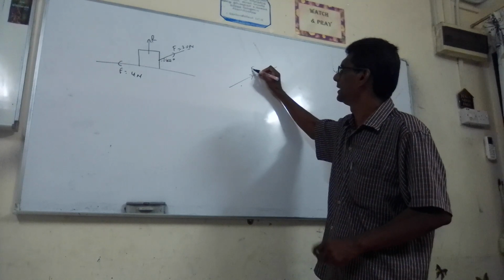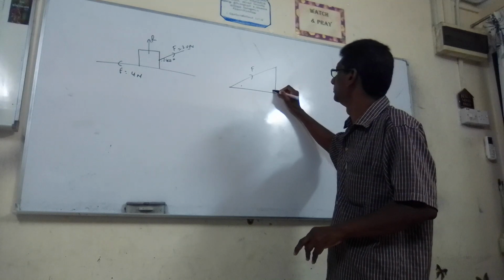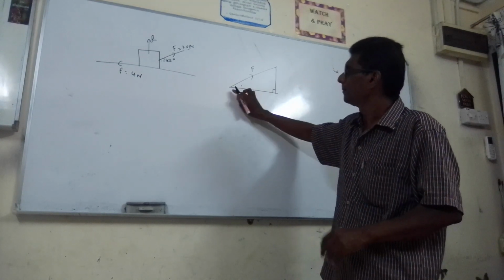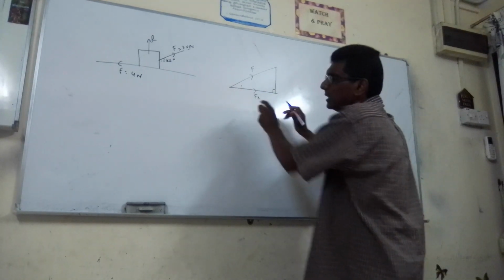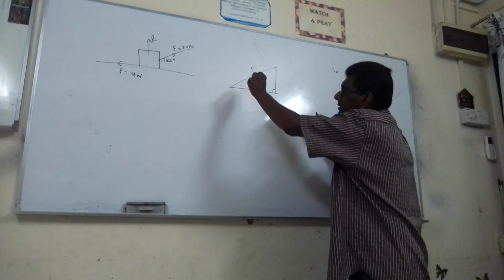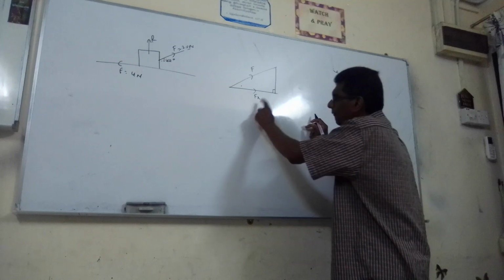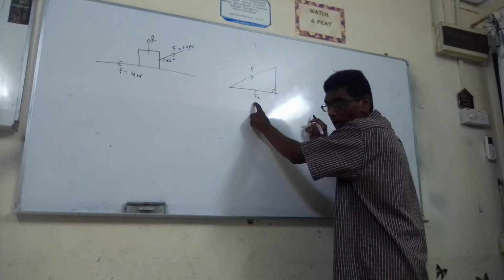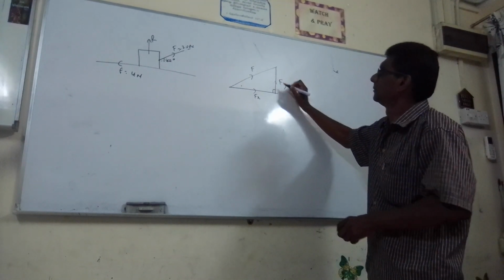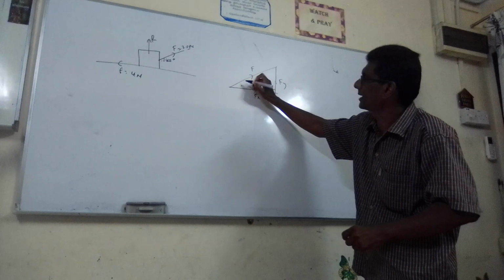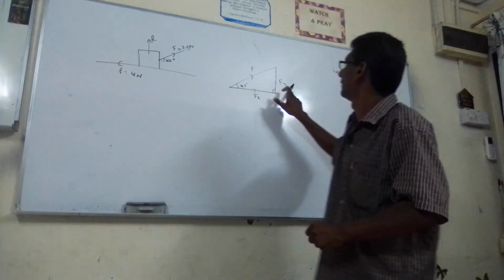This force F is the applied force, and there's an angle. We draw a triangle. The force starts from here, and we call one branch Fx. From where the force F starts, there are two branches, Fx and Fy. Fx is the horizontal branch, Fy is the vertical branch. Fy is this one, and this angle is 40 degrees.